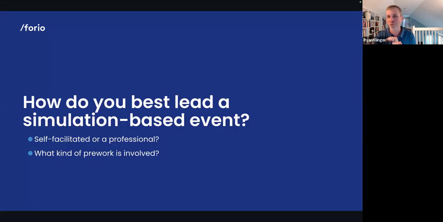One is sort of the standalone workshop, right? Where we just get to go in, run the simulation, try to extract as much value from the simulation itself, and then get out and call it a day. And those are fun, and those are easy, and those are relatively simple and straightforward.